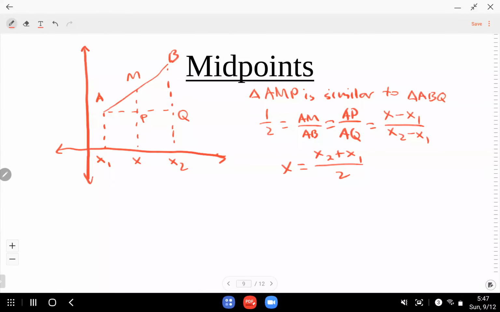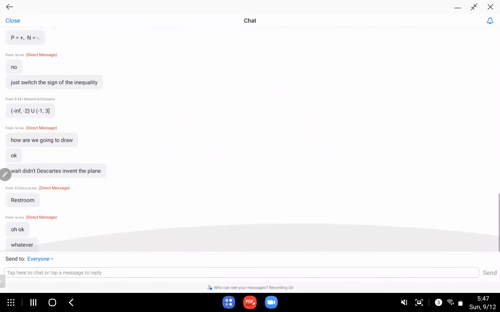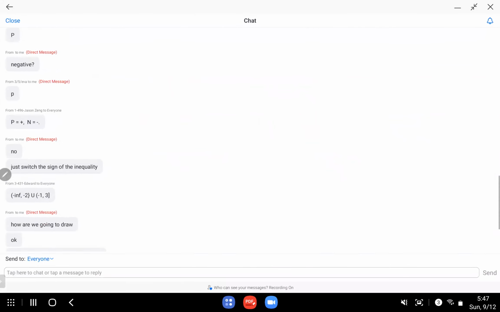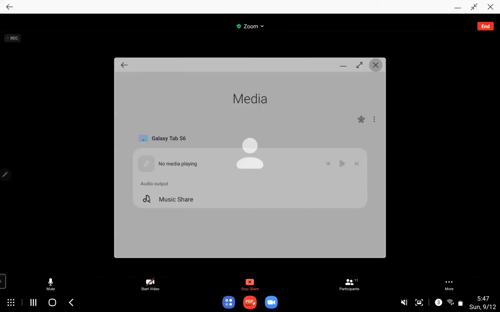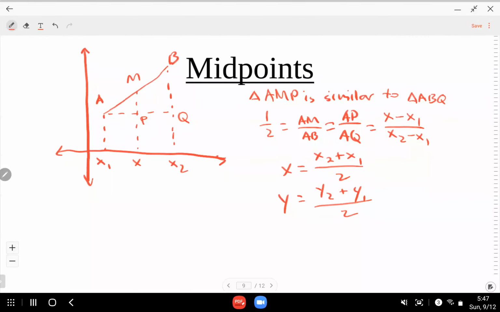Now the y can be obtained similarly. So basically y2 plus y1 over 2. Okay. Are there any questions? No questions, then let's do some practice problems.